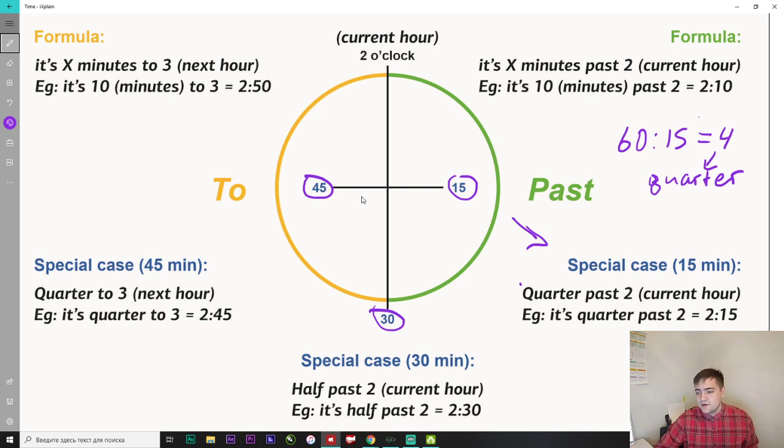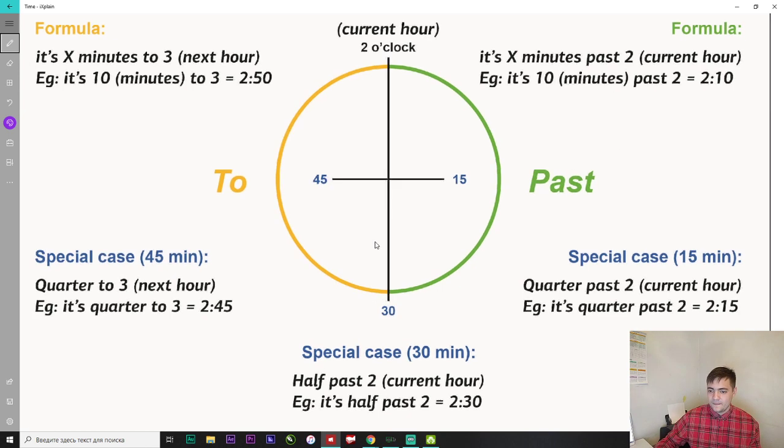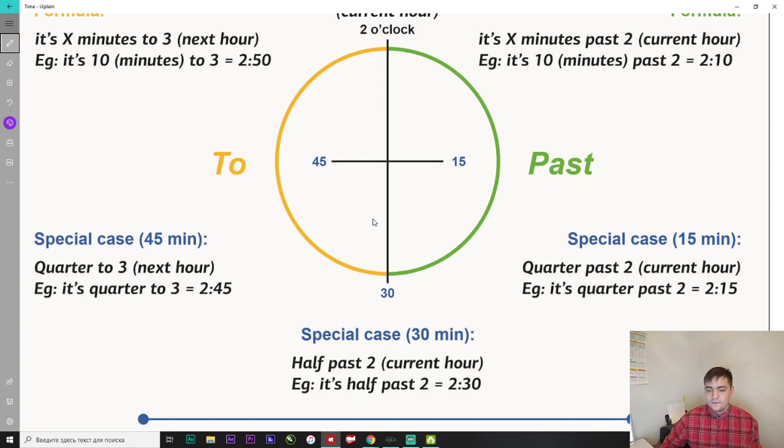And that's the formula. Quarter past 2, the current hour. Example. It's quarter past 2. 2:15. Okay? Okay, I hope it's clear. Let's meet with the second case, which is 45 minutes. As we understand, 45 minutes is when we have a quarter to the next hour, right?